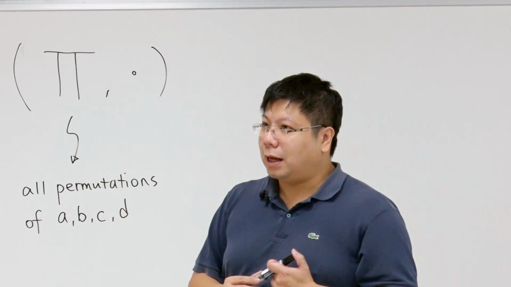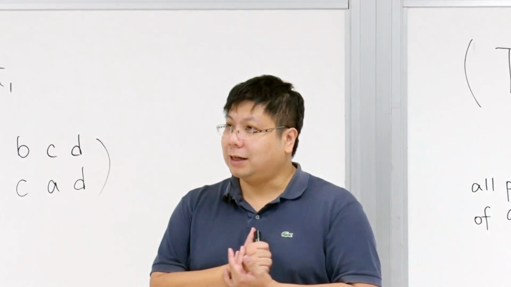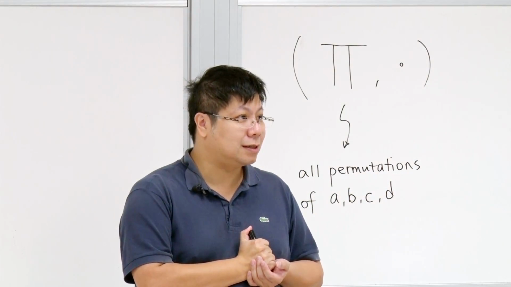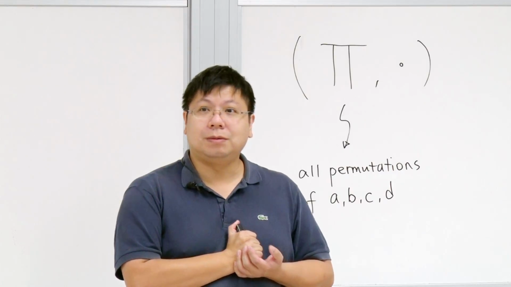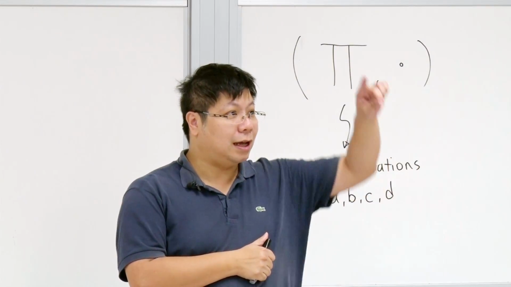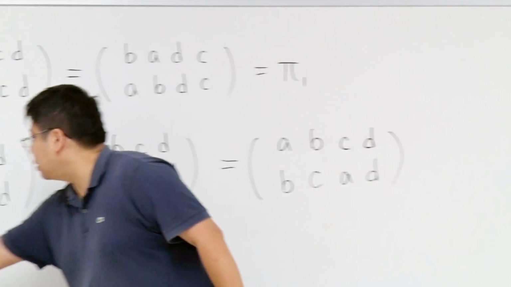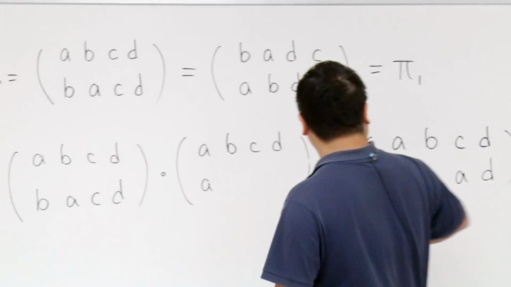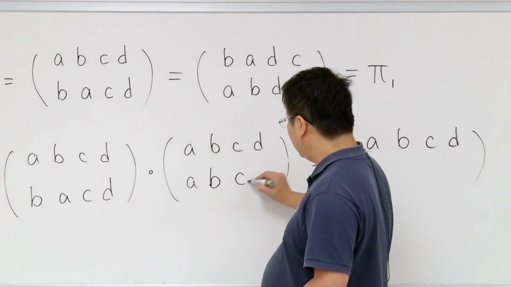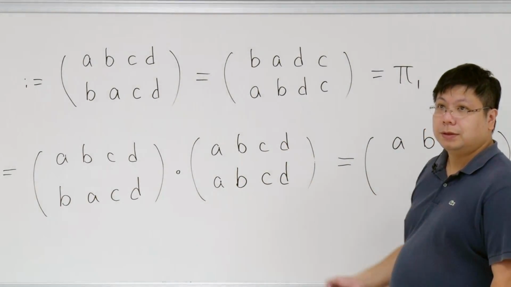And then there should be something called an identity. So what is an identity in this case? The permutation that maps each element to itself. Is that okay? A maps to A, B maps to B. So this is a permutation. If you look at this, this is the identity. Each one maps to itself.